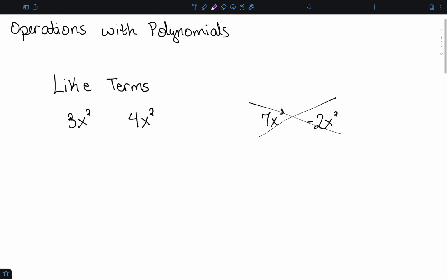Like terms have really nice properties because the numbers out front can just be added together. We can essentially rewrite this as 3 plus 4 times x squared using our distributive property, and then 3 plus 4 is 7. So I can combine the two numbers in front. I can add or subtract them appropriately as long as they are like terms.